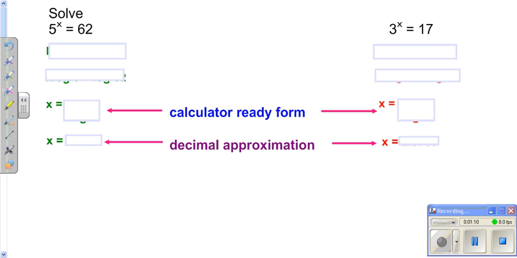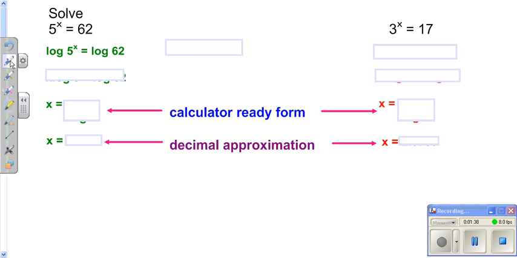To solve these problems, since our variable's in the exponent, we can always use logarithms. We looked at some problems earlier in the chapter where we tried to get the same base on each side. But there's no way we can easily rewrite 62 so that it ends up being 5 to the power. So what we're going to do is use logarithms. I'm going to go ahead and apply a log to each side.